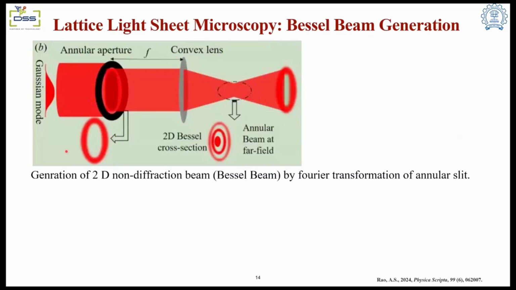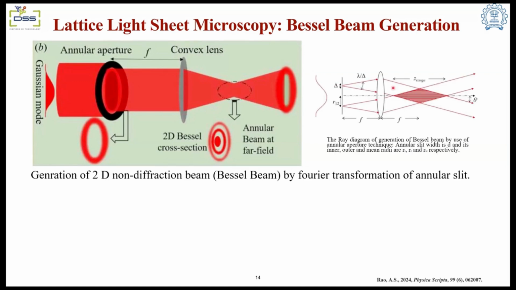So here, the laser is coming, and the laser has this Gaussian mode, and this is the annular aperture. Here basically we are converting the Gaussian beam to the Bessel beam, because in our previous microscope we were using the direct laser light, so it will block some portion of the light and allow the rest of the portion, and then it will focus, and then here you can see this is the Bessel beam. Here this is our area of interest. This is the schematic diagram.